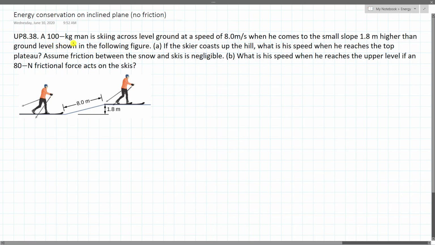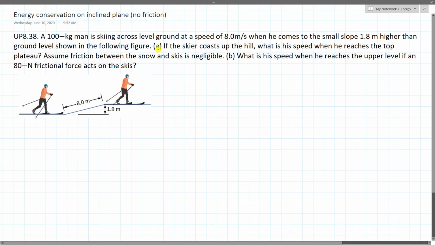A 100 kilogram man is skiing across level ground at a speed of 8.0 meters per second when he comes to a small slope 1.8 meters higher than the ground level. That means this way, up vertically. Although this skier seems like a giant, this 1.8 meters is maybe his knees. So the figure is not to scale.